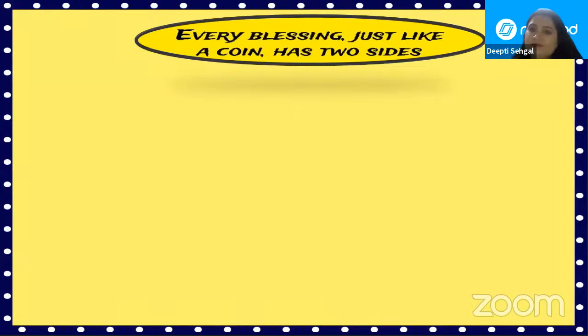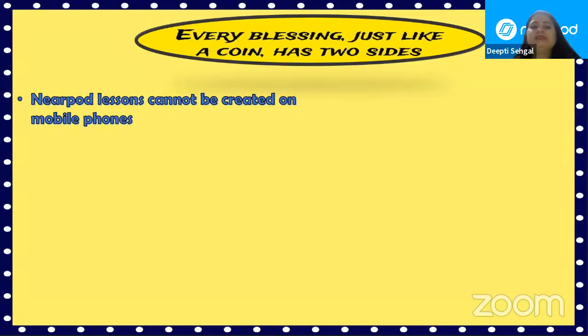But just like every blessing, just like a coin has two sides, Nearpod also has some negative points, we can say, or some limitations. So the very first limitation is that Nearpod lessons cannot be created on mobile phones. The lessons can be shared on mobile phones. The children can access those lessons on mobile phones, but in order to create a lesson, you need to operate it on a proper system.